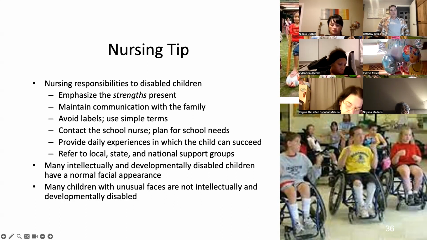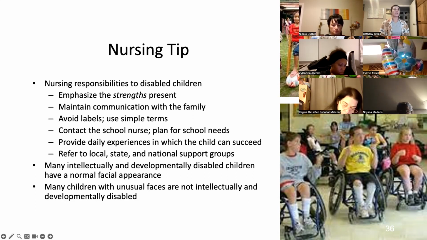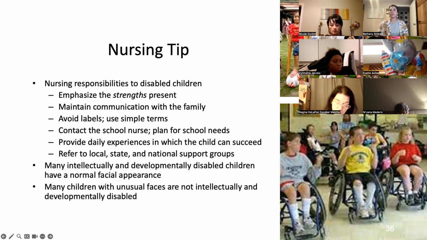We want to make sure that we're emphasizing the strengths that they have, keeping that open communication, not using labels, and then making sure that we keep the school involved. Do they need a school nurse? Do they need a one-on-one attendant? Making sure that we have a plan in place for them to be able to have that school experience. And then providing those referrals for support groups, anything out in the community that might help them.